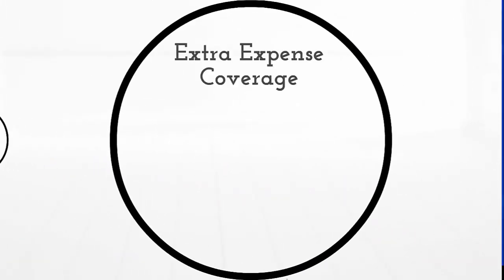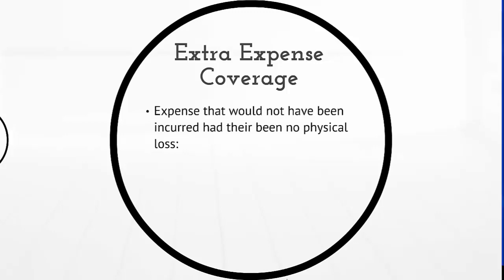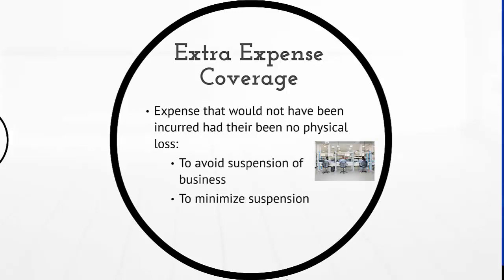Now let's discuss extra expense coverage. These are expenses that would not have been incurred had there been no physical loss. These could be to completely avoid suspension of the business, to minimize the suspension, or to just overall reduce the amount of loss. The examples in the business income worksheet we saw with Travelers were good examples, such as the cost of temporary relocation, the increased cost of insurance and lighting to continue operation at a temporary location. Additionally, the cost of setting up computer systems can be significant for any organization that is heavily dependent on systems.